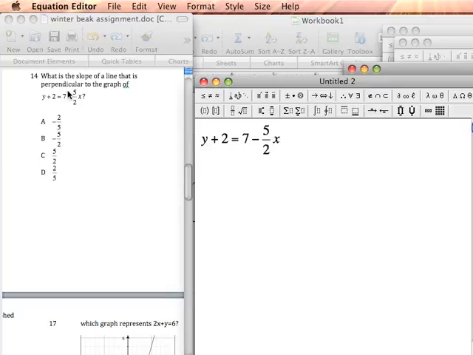Then secondly, I need to look at my x coefficient. Now, if it's parallel, my x coefficient is exactly the same. If it's perpendicular, everything has to be opposite. The x coefficient, the sign has to be opposite, so one has to be positive, one has to be negative, and it has to be a reciprocal.